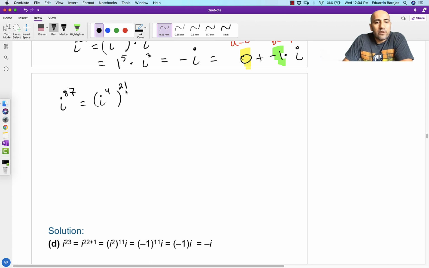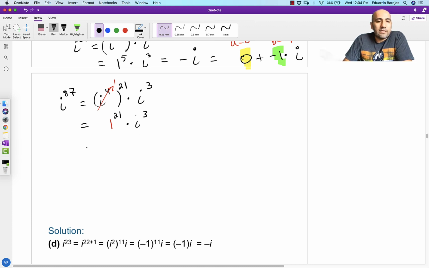So this 21 means that there are 21 little groups of i to the 4th, right? So 4 i's are kind of corralled together, and I do that because I know that that's going to end up being a 1. Okay, and then what's remaining is this i to the power of 3, right? Because this takes care of 84 of them, there's still 3 remaining. Now this equals that, and so this i to the 4th power equals a 1. So we have 1 to the power of 21 times i to the power of 3.